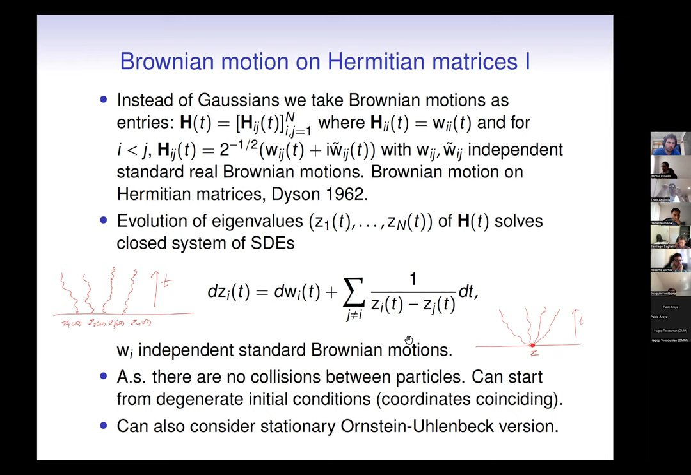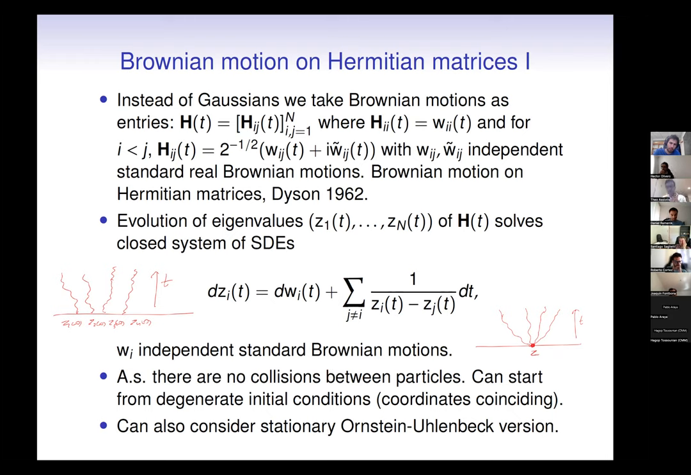So if particles get close, let's just think of two particles. If z1 is below z2 and they get very close, z1 is going to get a push down, and z2 is going to get a push up. And this interaction basically means there are no collisions between particles; almost surely there are no collisions between particles.